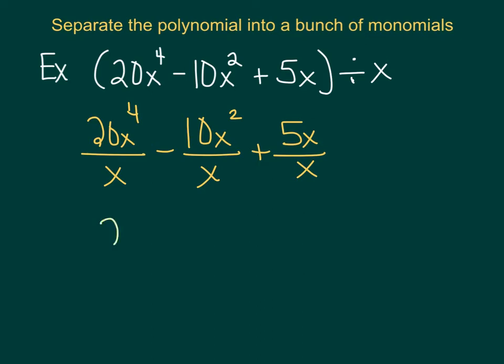So here we're left with 20x cubed minus 10x, because x squared over x would be an x, plus 5. And that's all there is to this problem. It's just remembering your exponent rules.